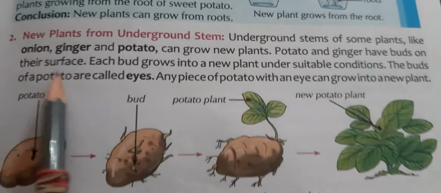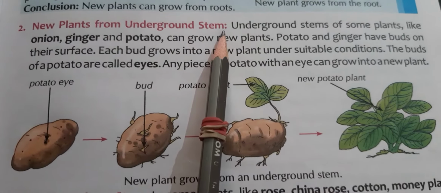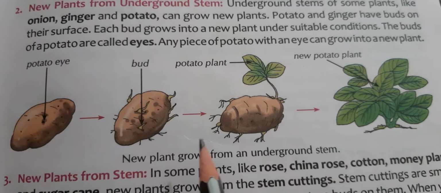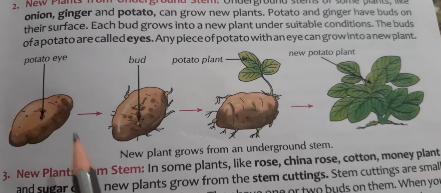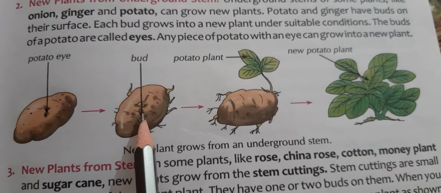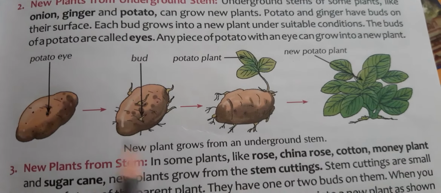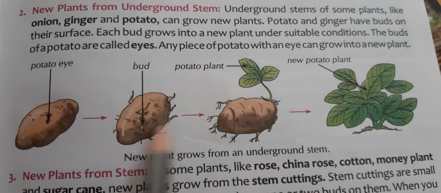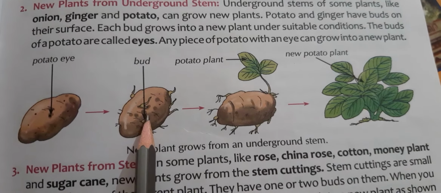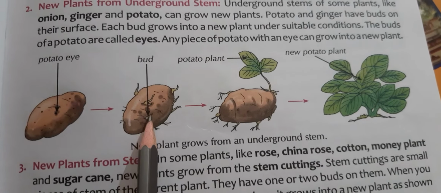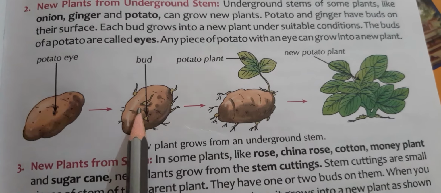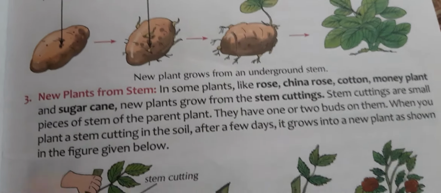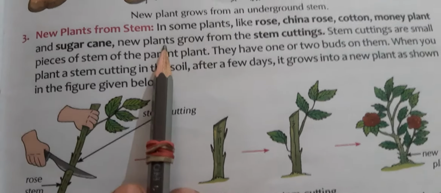In this way, another example, here you can see new plants from underground stem. As you all know that potato, ginger, they all are underground stems. They have eye-like structures, which are nodes, and each node of the potato is termed as an eye. They have eye-like structures from where the buds grow in potato, and every eye is capable of growing into a new plant.